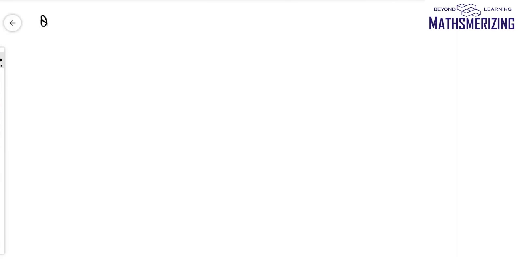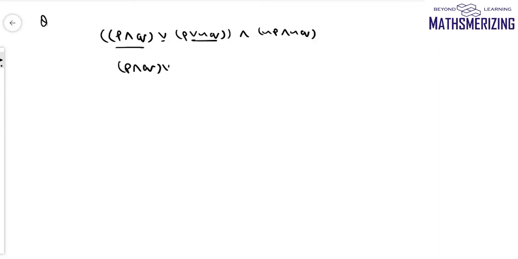Now another question is, find the logical equivalent of P and Q or P or not Q and not P and not Q. So we know that disjunction is associative and commutative, so I can write it as P and Q or not Q or P and not P and not Q.